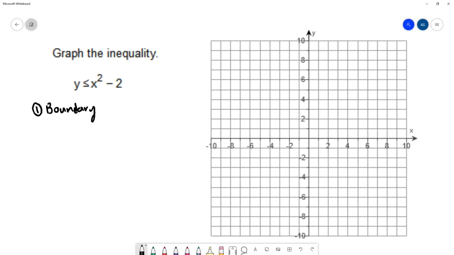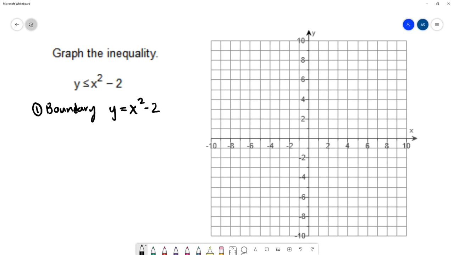And the boundary is going to be the inequality, but replacing the inequality symbol with an equal symbol. So this will give us a boundary line, and it will divide up our plane into two sections. So we could graph this in a bunch of different ways. You're going to be doing it in MyMathLab, so you have to use the tools that they offer and the graph that they offer.